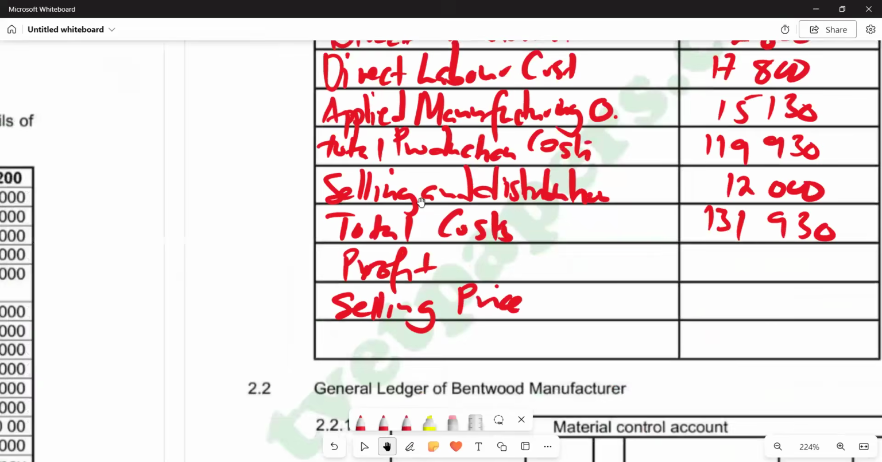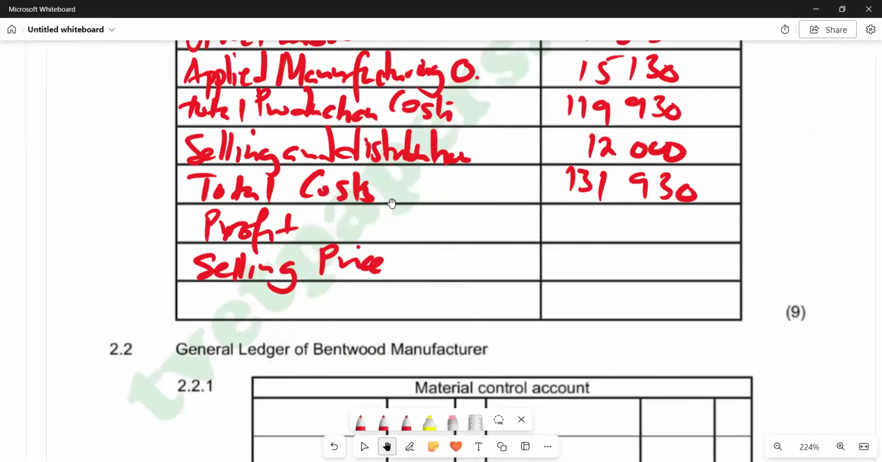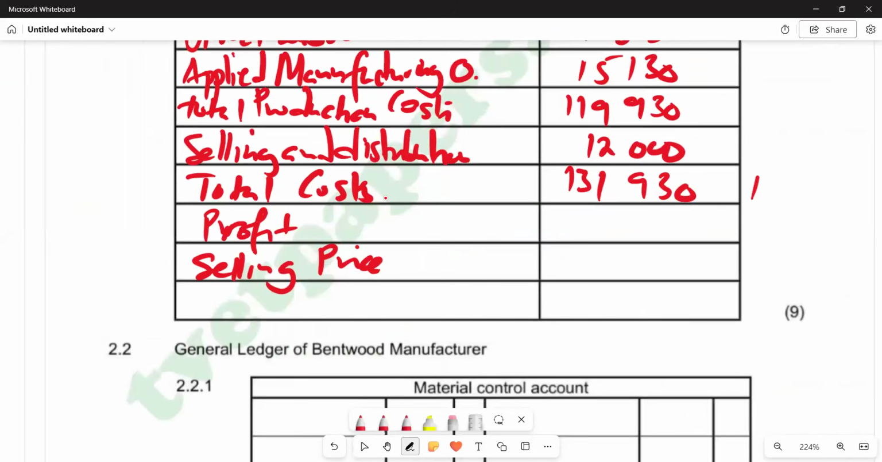if you come here, you would see that we've already got our total cost. So this one is representing our 100%, this one is going to represent our 80%, and this one is going to represent our 180%. So it's just a simple proportion that we are going to make. So 100% goes to 131,930. What about 180%, so that we get our selling price? It becomes simple for us to get the profit.